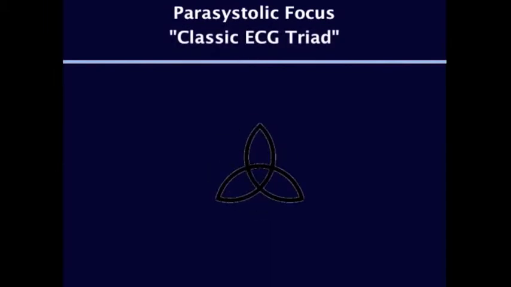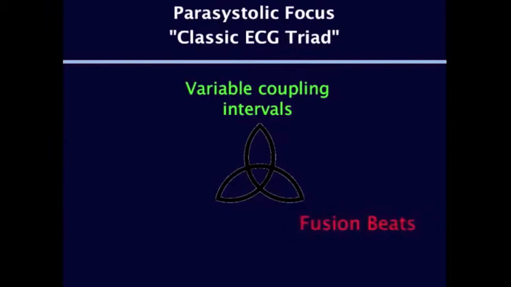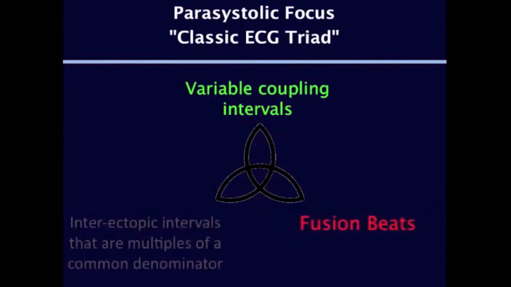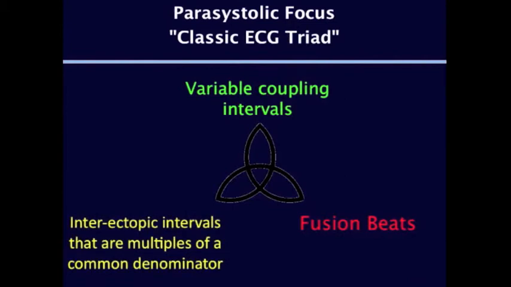And finally, what is the classic EKG triad in parasystolic focus? Via hint, we just talked about one of them. Classic EKG triad in parasystolic focus: number one, variable coupling between sinus beats and ectopic QRS complexes. Number two, fusion beats. And number three, and probably the trickiest one, a fixed common denominator of interectopic intervals between parasystolic extrasystoles.